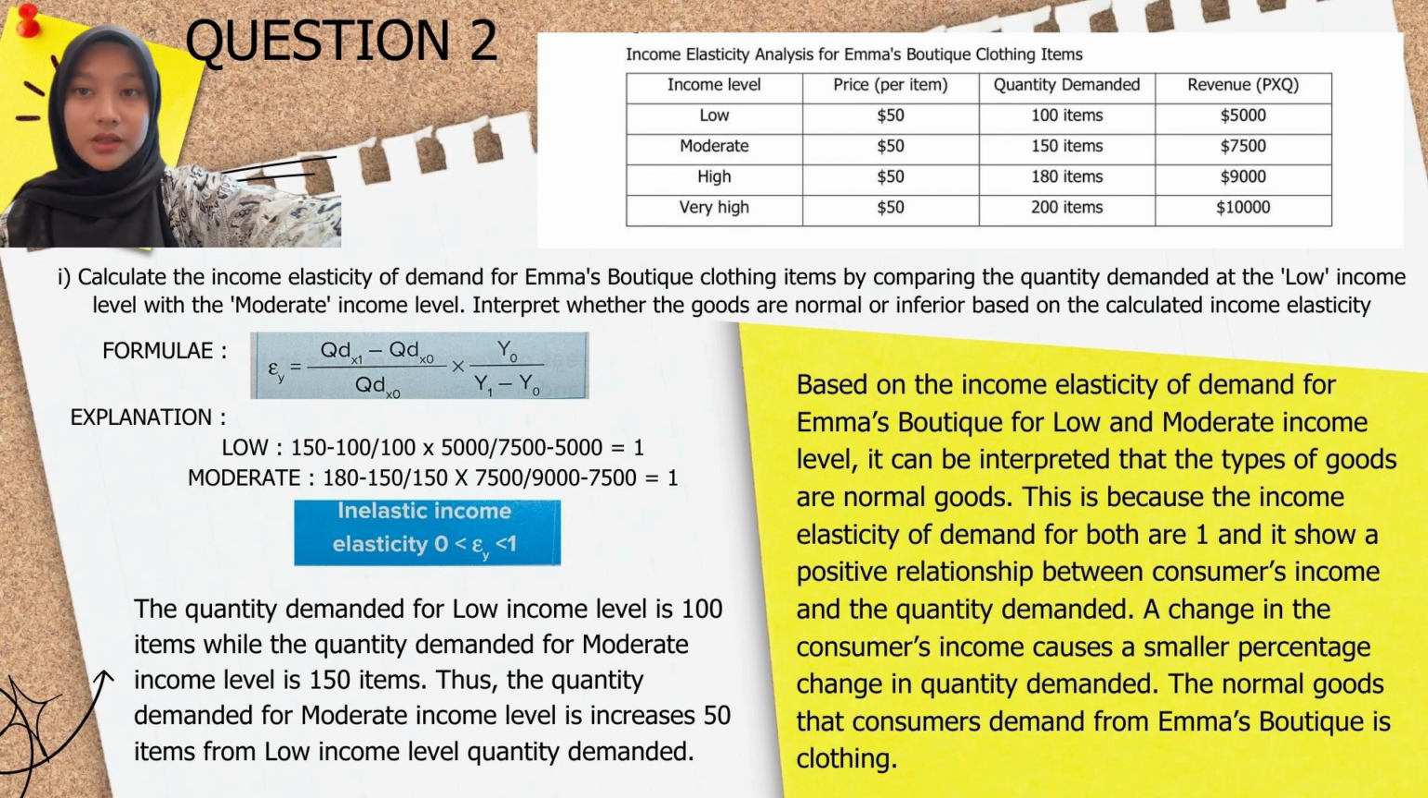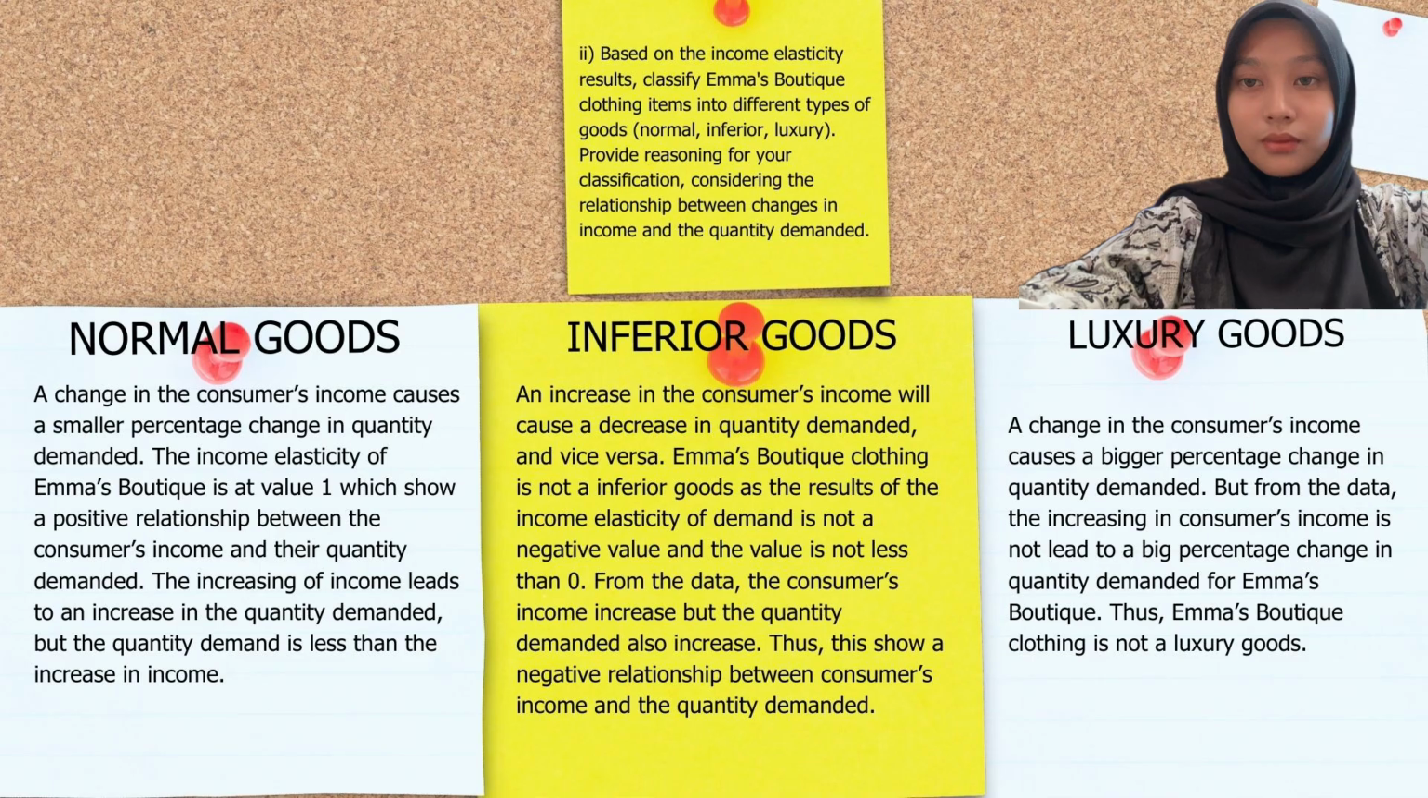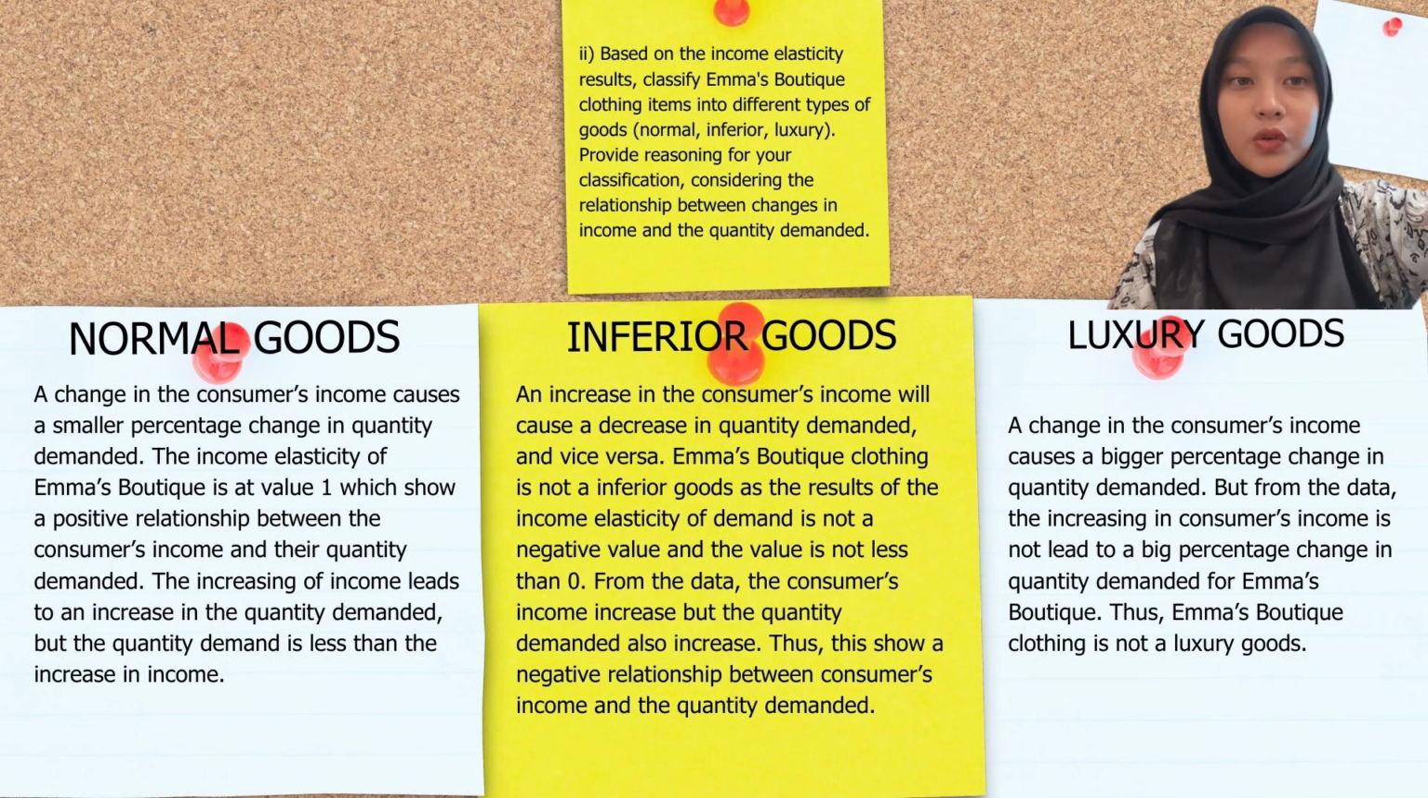This is because the income elasticity of demand for both is 1, and it shows a positive relationship between consumers' income and the quantity demanded. A change in the consumer income causes a smaller percentage change in quantity demanded. The normal good that consumers demand for Emma's boutique is clothing. So, let's move to the second question.